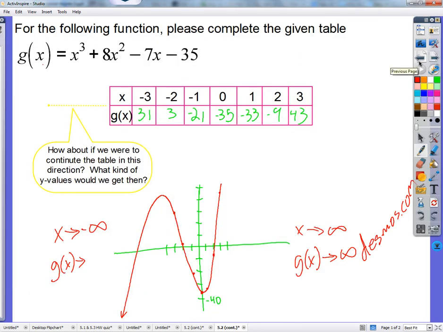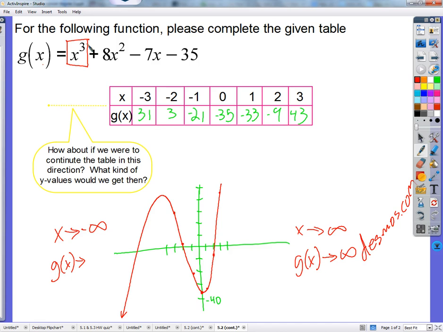So when we went into the positive x's, the y's were positive, and when we went to the negative x's, the y's were more negative. What's the reason for that? Why, when I put in a positive number, do I get out a positive number? If we're really concentrating on this guy right here, because it's got the biggest power. When I put in a positive, it comes out positive. Why is that? Positive times a positive times a positive is positive. Right? No big surprise there.